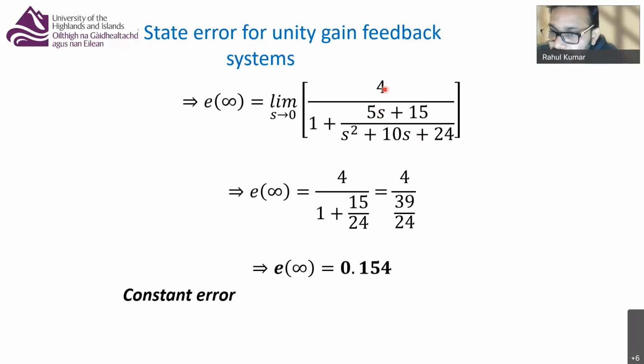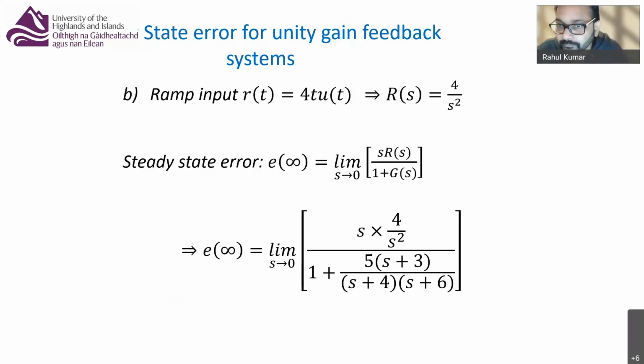So you will be left with 4 divided by 1 plus 15 divided by 24. Okay, and if we calculate this value, it will come out to be this fraction, or again you can calculate the exact value in decimal. It comes out to be 0.154. That means for the input which we were given, we will get a constant steady state error.